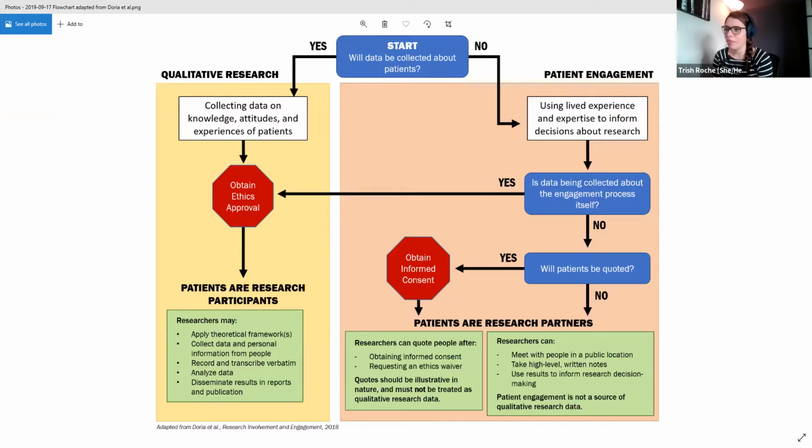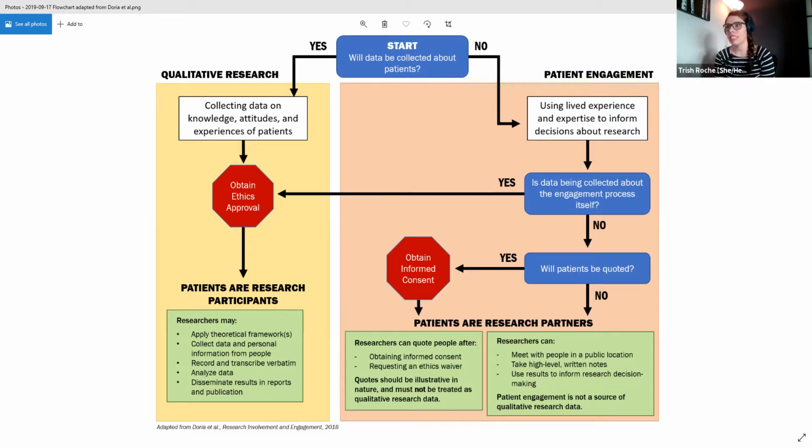Right. So this is adapted from Doria et al., with their permission. They did a paper on focus versus discussion groups, looking at what is partners versus participants and how do you make that decision, especially in terms of ethics submissions. We use this flowchart to help research teams think about at which point they may want to involve ethics. It comes down to whether or not you're collecting data about people with lived experience, written as patients in this flowchart, but we mean people with lived experience.